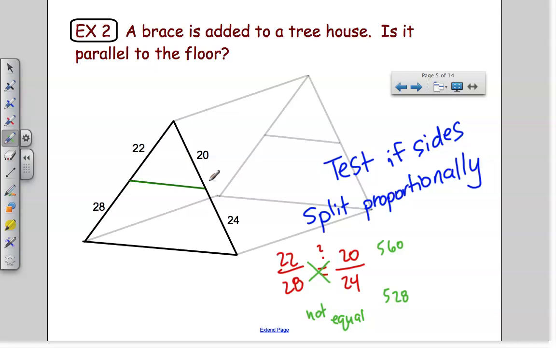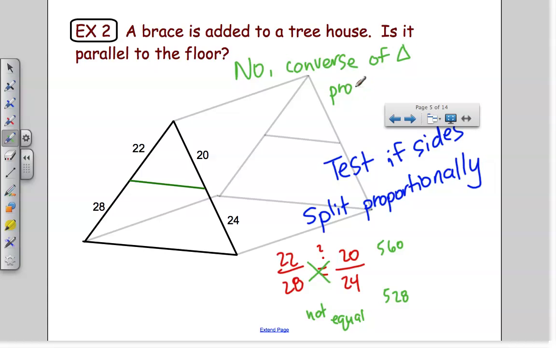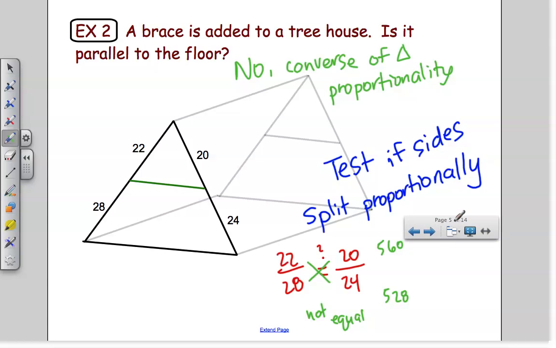Therefore, the sides are not split proportionally. So is the brace parallel to the floor? No. And that's by the converse of the triangle proportionality theorem, because I find that the sides are not split proportionally. Therefore, that line through the triangle is not parallel to the third side.